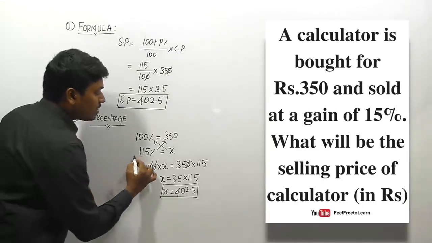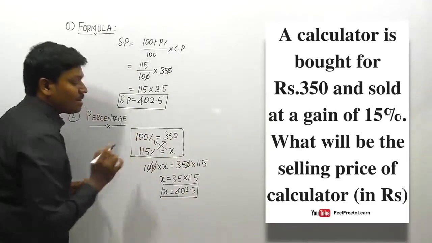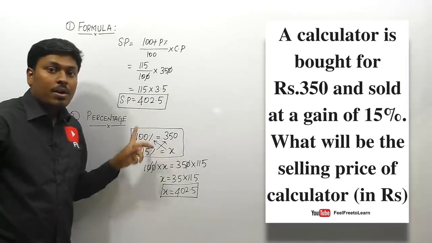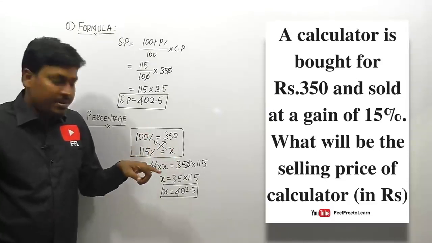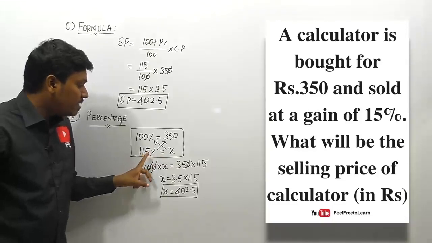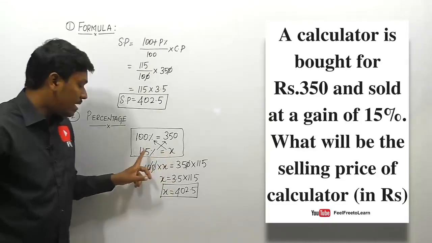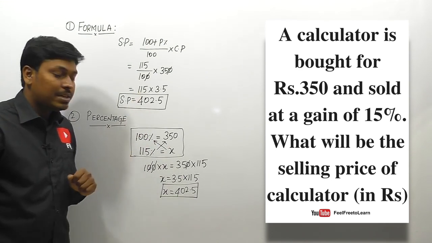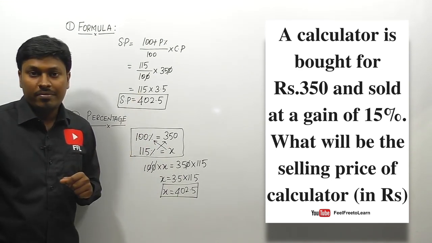So this area is most important, right? You need to understand the concept. 100 percentage cost price will be 350 rupees. Cost price plus profit will be 115 percentage, and we need to find what is the amount. So 115 percentage is equal to X. So finally we got the answer for question number 5, which is 402.5.